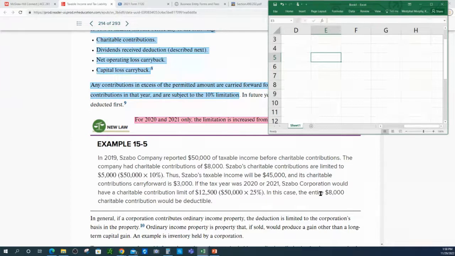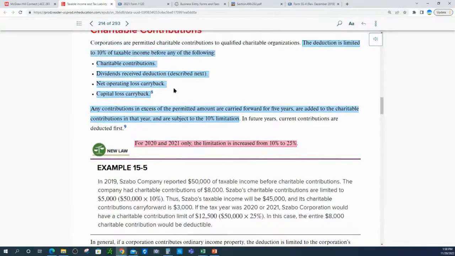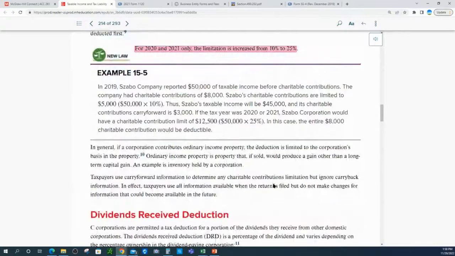So if it were 2020 or 2021, they would get to take $12,500. So in that case, they would get the full $8,000 because it's obviously less than the $12,500. So it's going to be whichever's less, the actual contributions or 10% of the net taxable income before any of these items. So you'd have to add back any of those. But for 2021, use 25%. Okay.